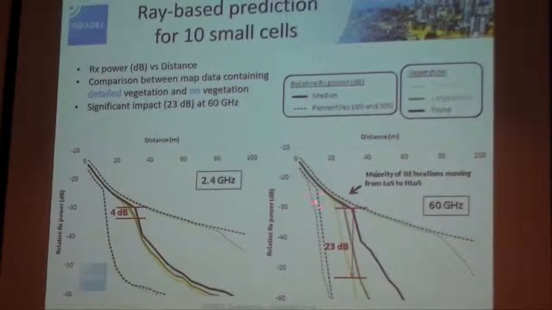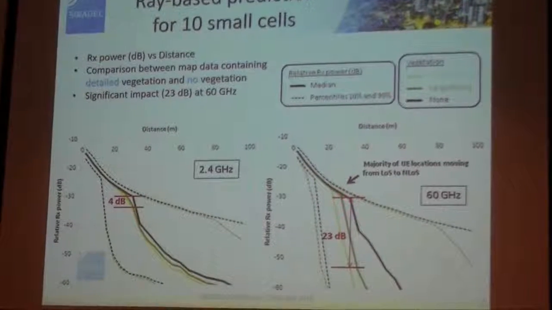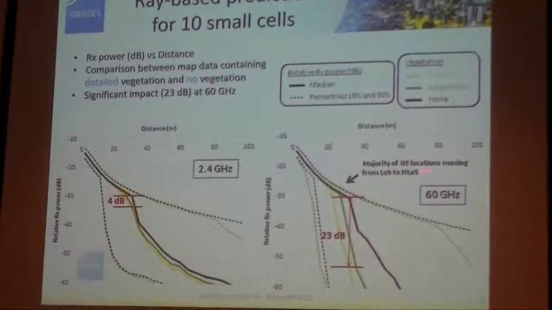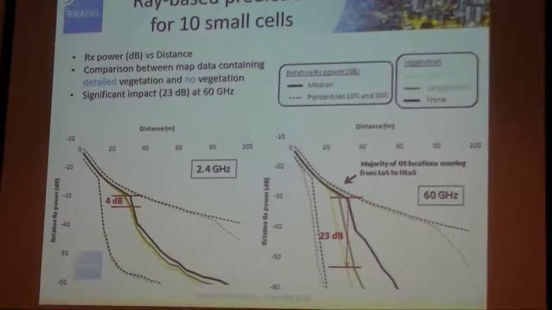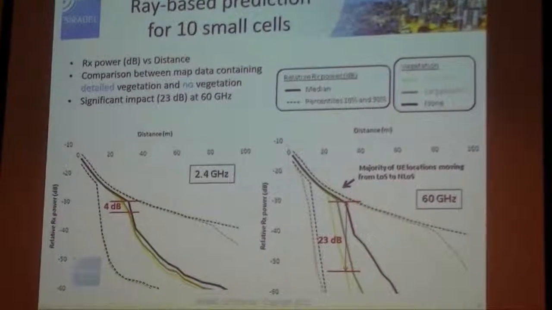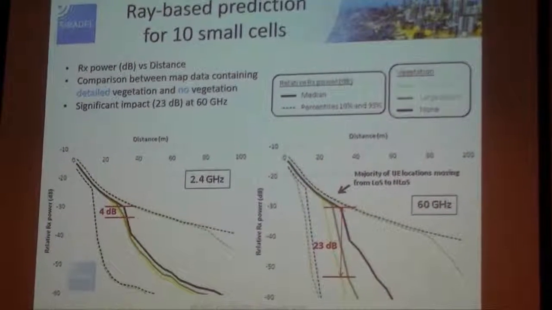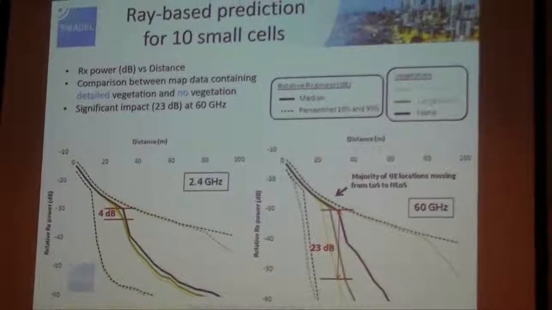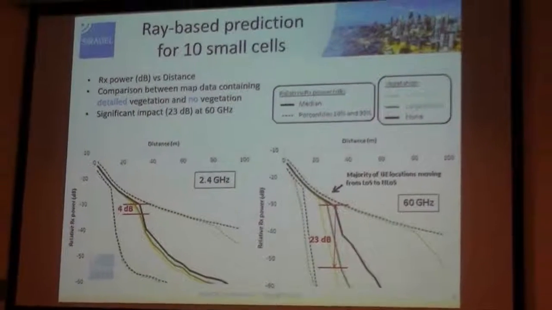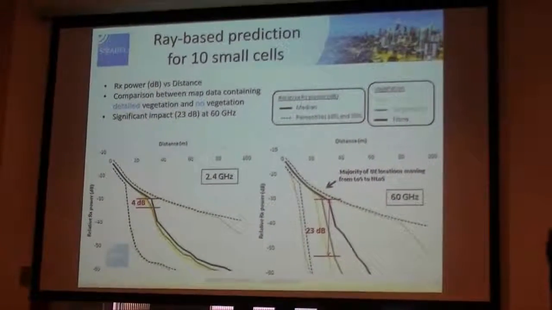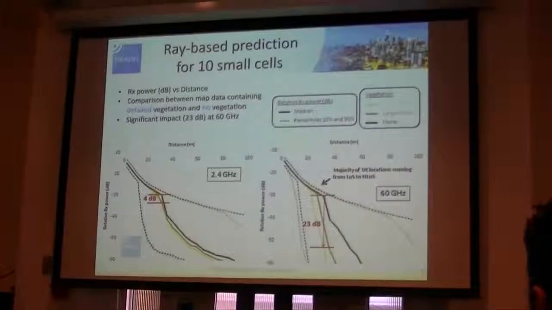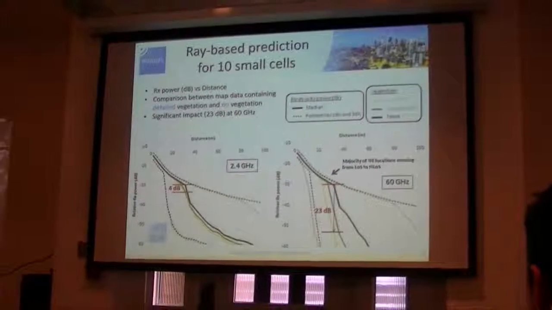So at 60 gig, the difference is much larger. Almost all user equipment locations will be in non-line of sight instead of line of sight. So the representation of the loss will matter a lot and will significantly change the property of the line of sight conditions for some given users.